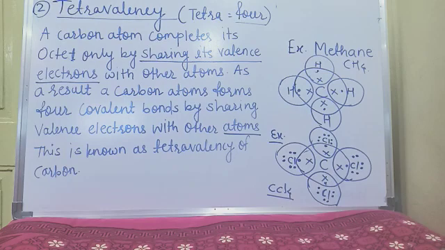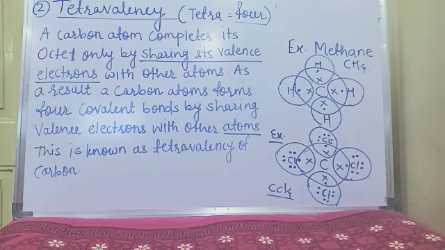Let's see. A carbon atom completes its octet only by sharing its valence electrons with other atoms. As we already studied, carbon has 4 electrons in its valence shell, and it shares its 4 electrons with other elements as well as with carbon itself, as we have seen in catenation. As a result, a carbon atom forms 4 covalent bonds by sharing these valence electrons with other atoms. This is known as tetravalency of carbon.